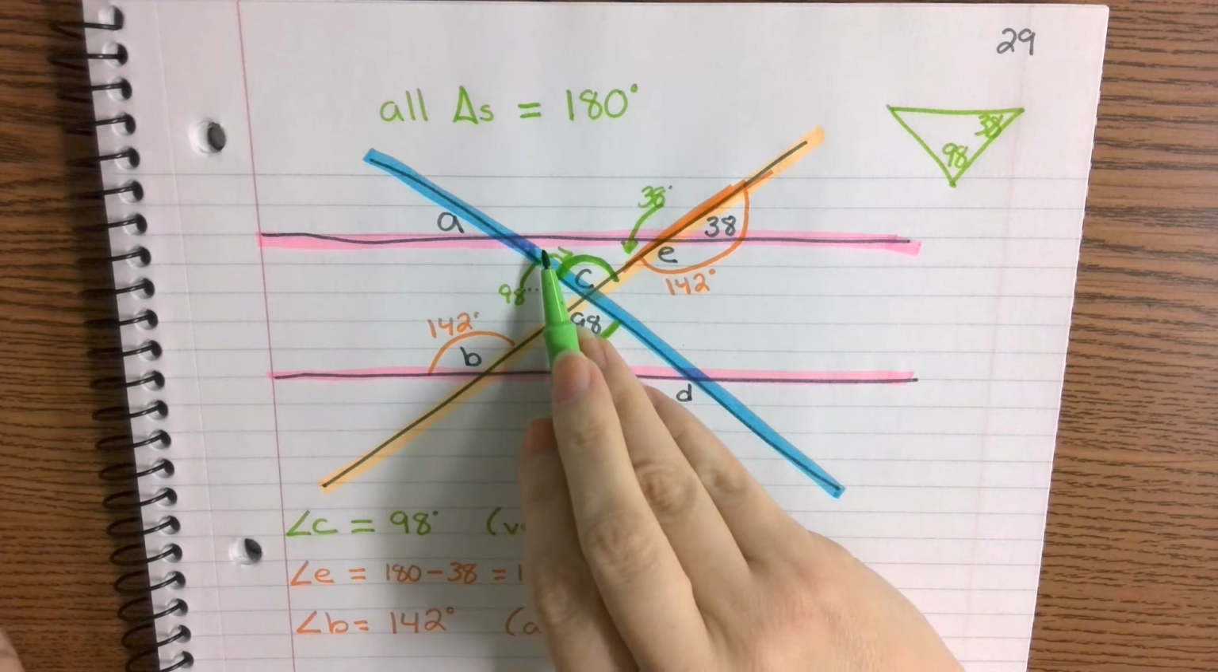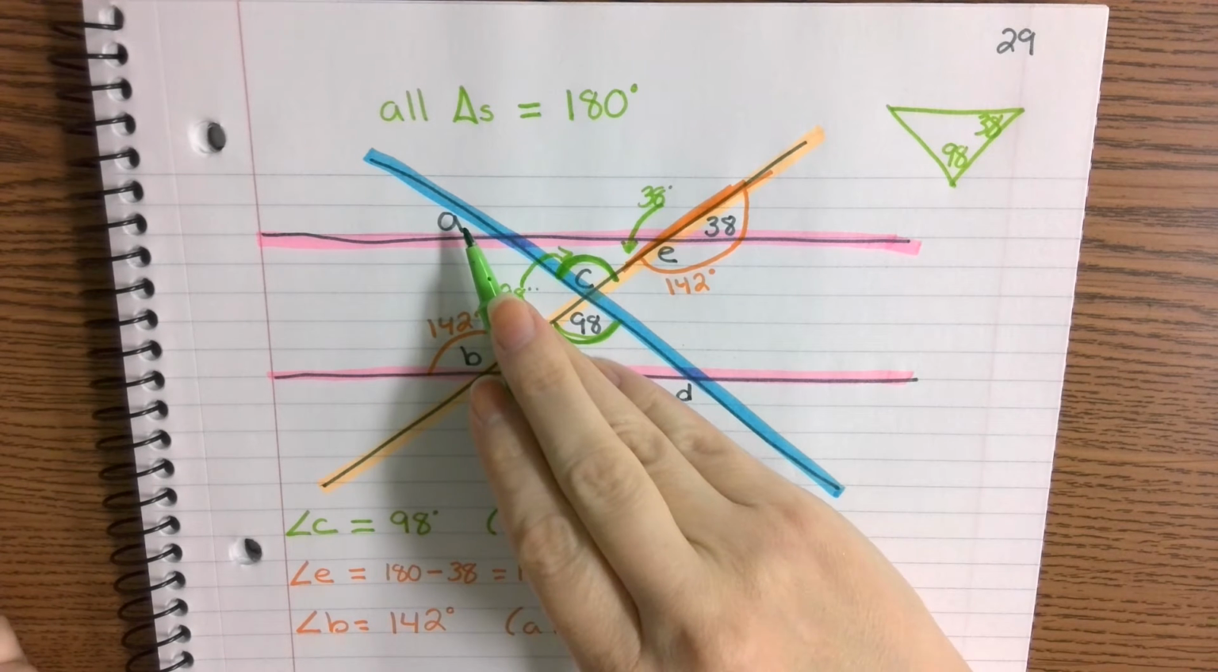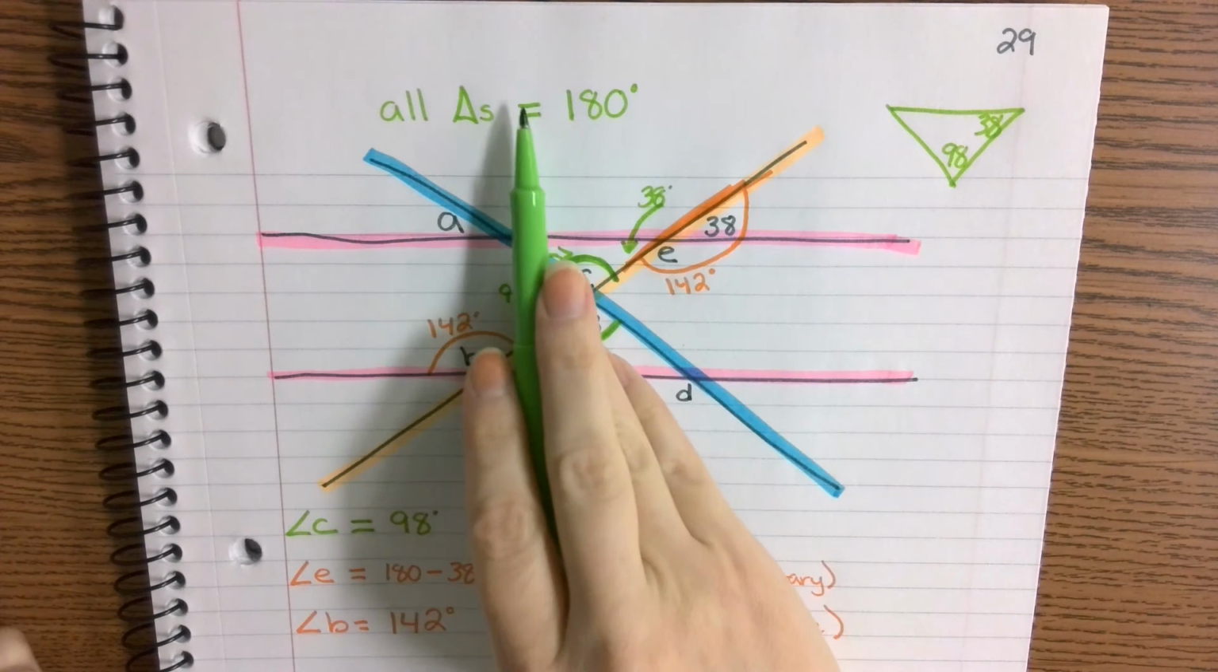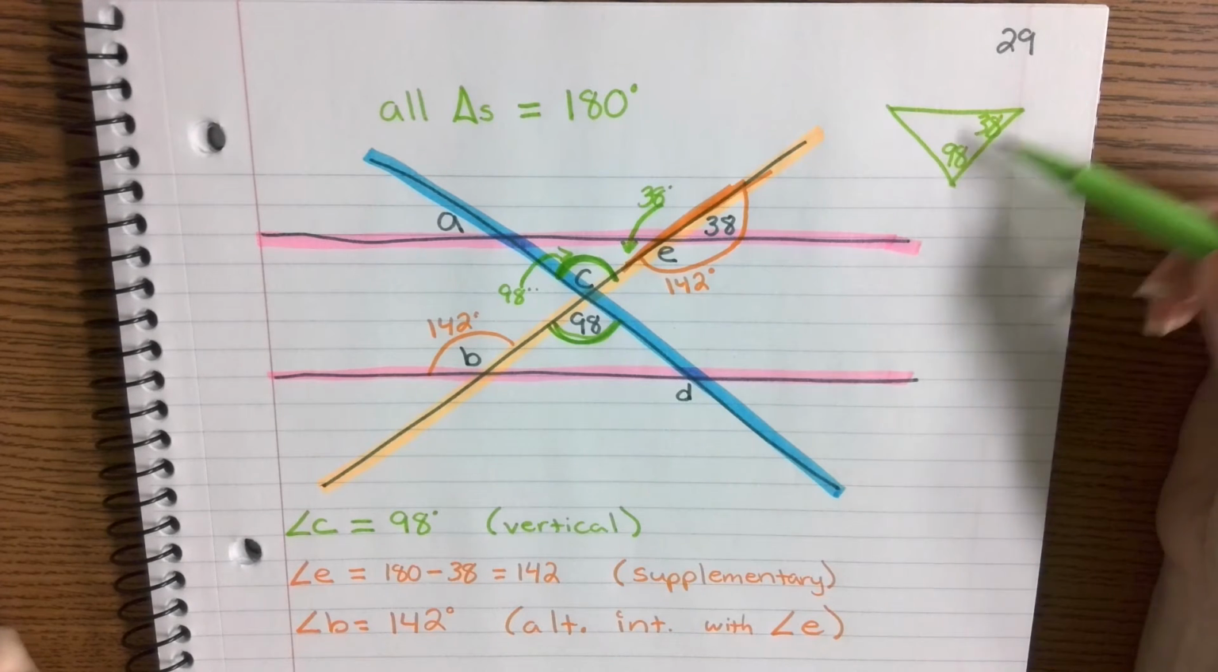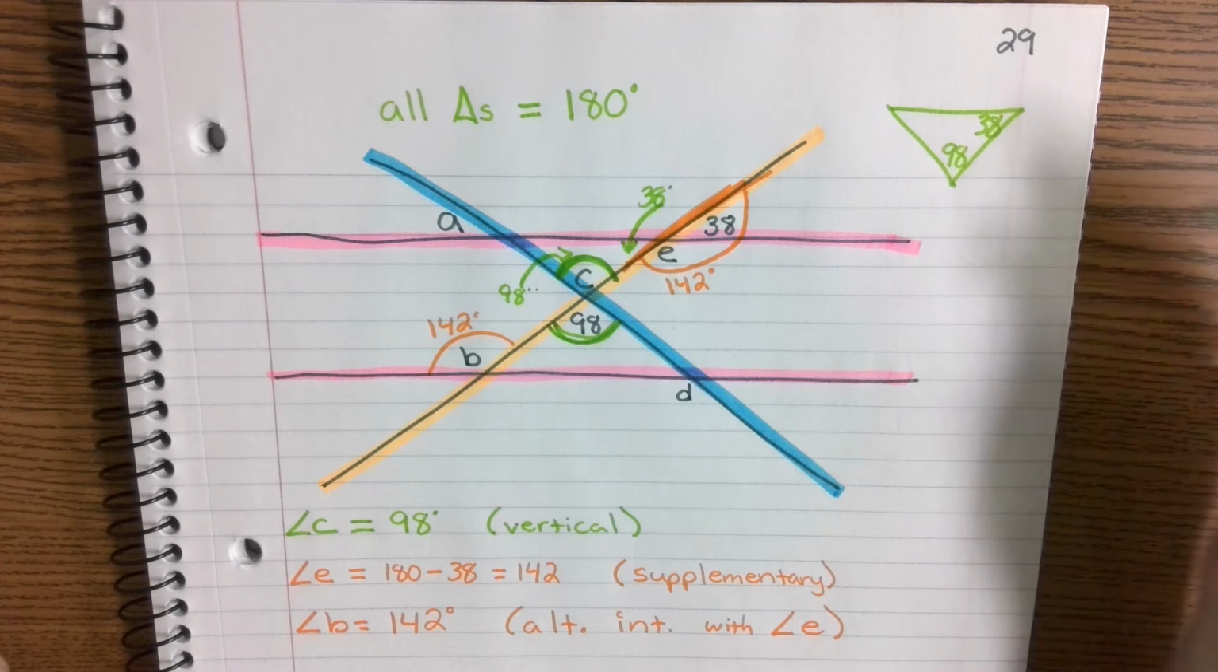Well, right now the angle that's vertical from it is an unknown angle. So how am I going to use what I just found out about triangles, that all triangles are 180, and the fact that I know two angle measurements inside the triangle? Go ahead and try.